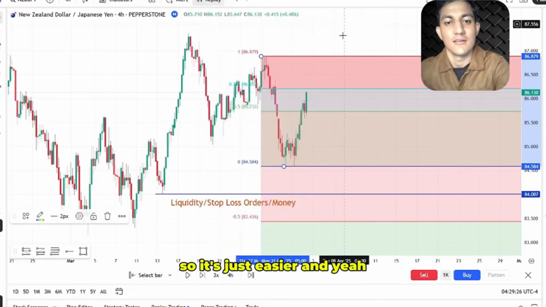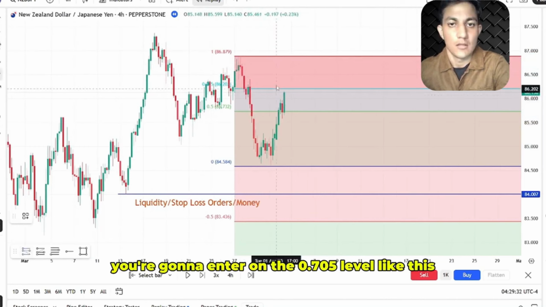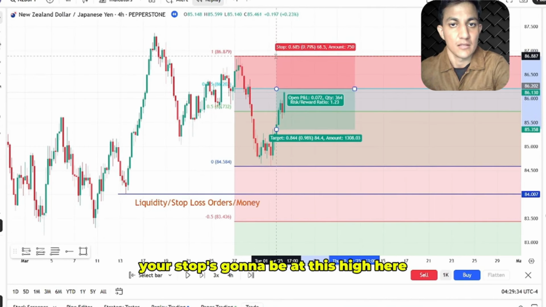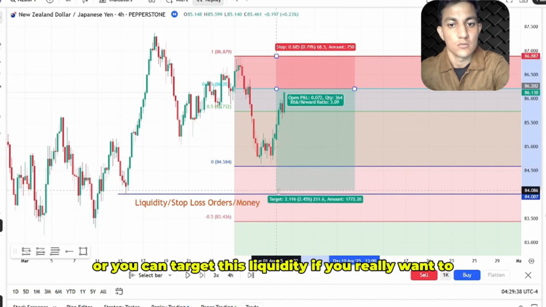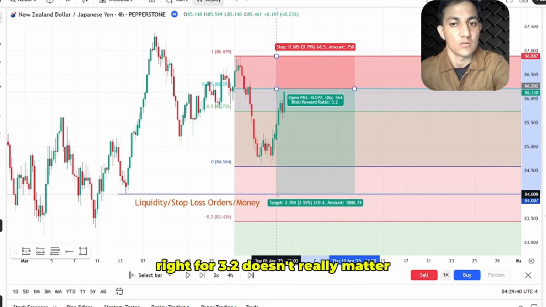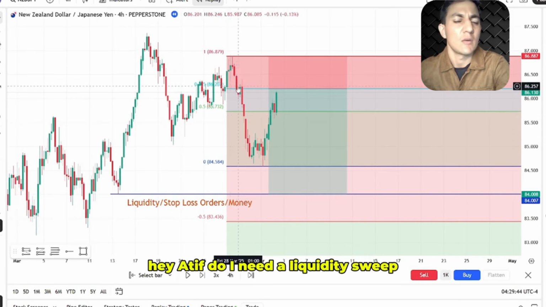So it's just easier. And yeah, what you're going to do is you're going to enter on the 0.705 level, like this. Your stop's going to be at this high here, and you're going to target a 3 to 1, or you can target this liquidity if you really want to, for 3.2. It doesn't really matter. Now, some people might be asking, hey, Atif, do I need a liquidity sweep?